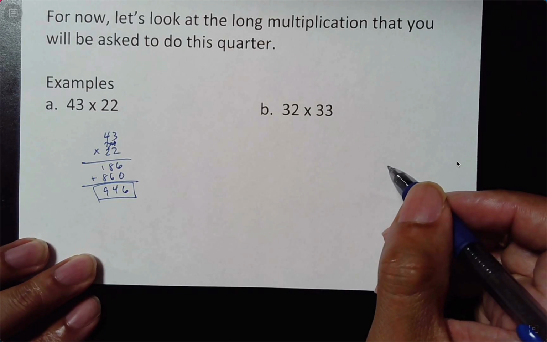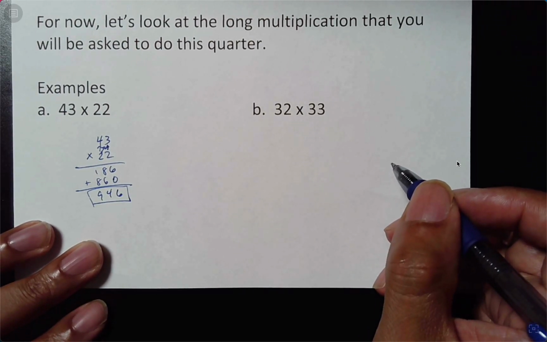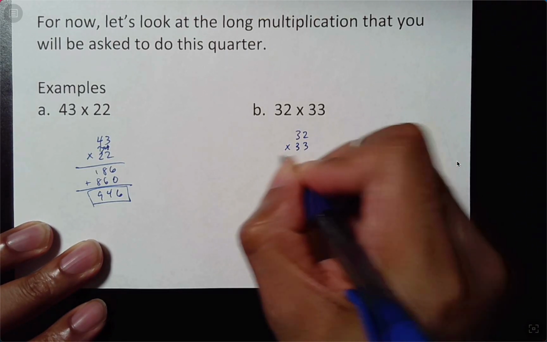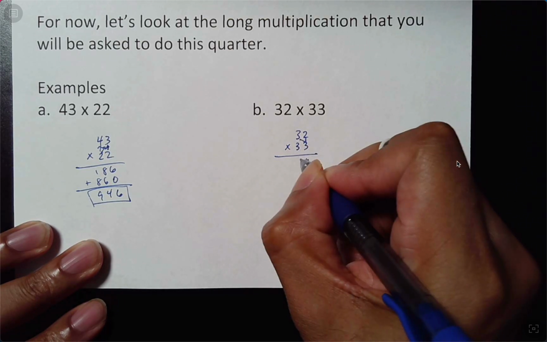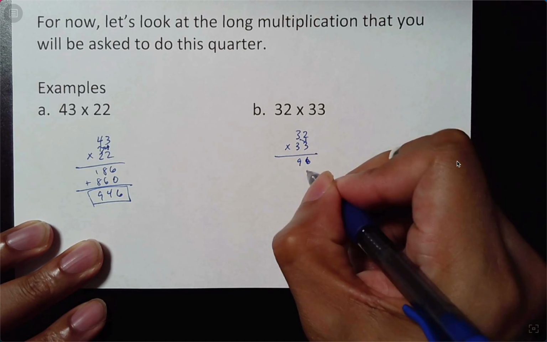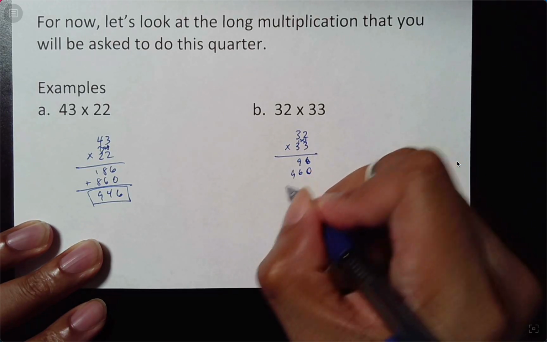So again, you are going to have to kind of have an idea on what to do, but again, we'll talk about that throughout the week. 32 times 33, same thing. Freeze on the first 3, 3 times 2 is 6, 3 times 3 is 9. I'm done with this 3, so bring down a 0.